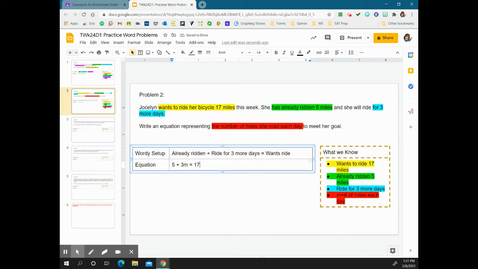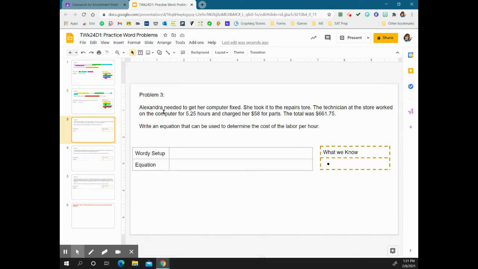All right. Looking at number 3 here. So Alexandra needs to get her computer fixed. She took it to a repair store. The technician at the store worked on the computer for 5.25 hours and charged her $58 for parts. The total was $661.75. Write an equation that can be used to determine the cost of the labor per hour.